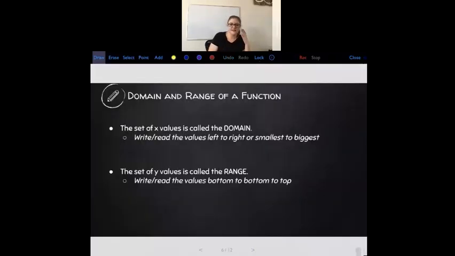Domain and range. The set of x values of a function is called the domain, and when you're looking at the values, you write or read them from left to right, or smallest to biggest. The set of y values is called the range, and again, you read those values smallest to biggest, or bottom to top.